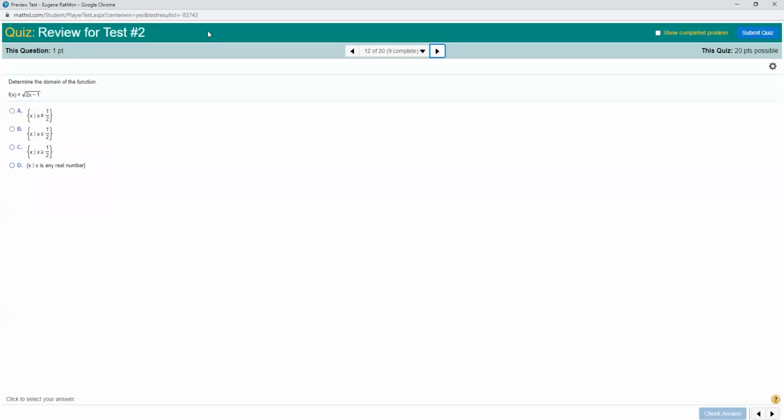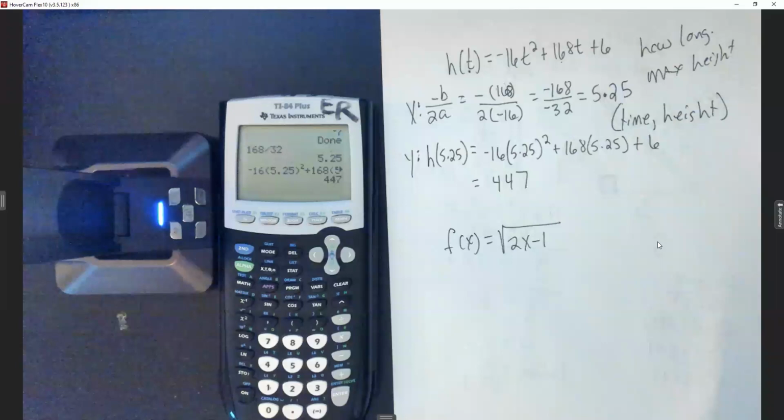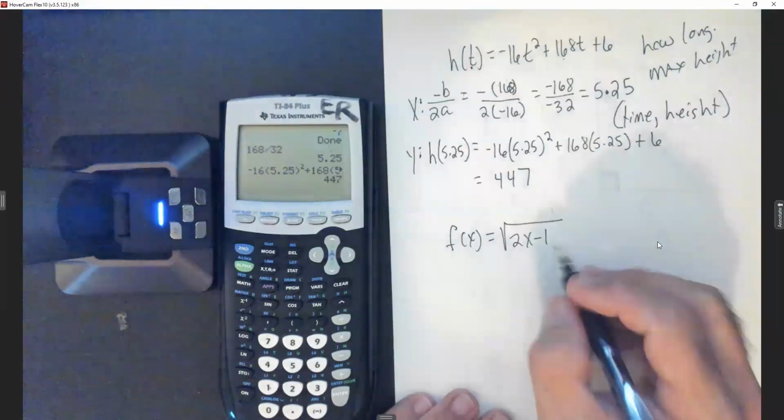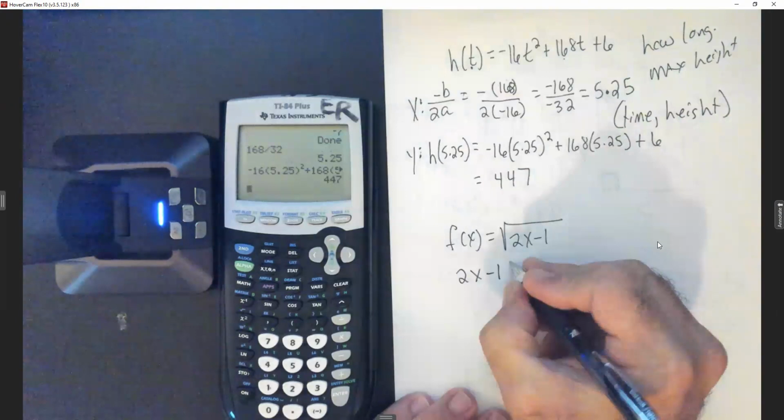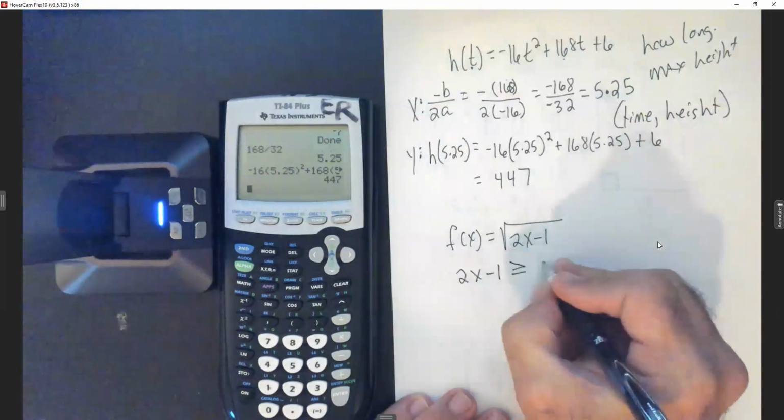All right, number 12 is a domain. So I got f of x equals the square root of 2x minus 1. Now, look at these answers. I'm pretty sure it's going to be something with a 1/2, okay? So you have to figure out which one of those to pick. So what you got to do on a radical is that 2x minus 1 has to be greater than or equal to 0.